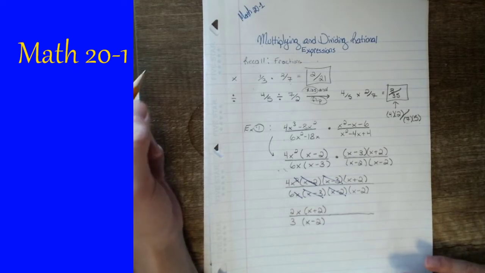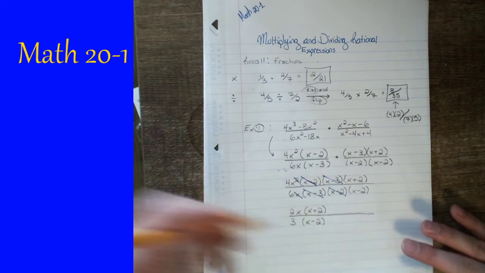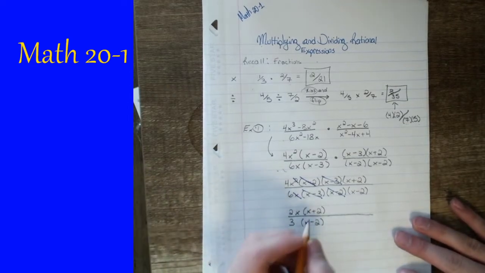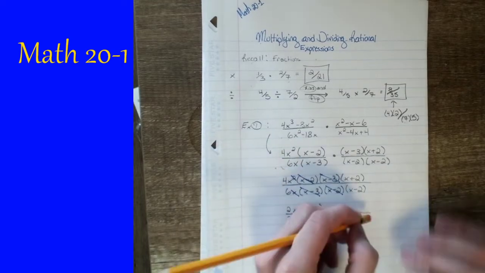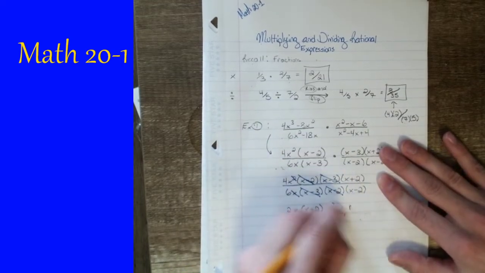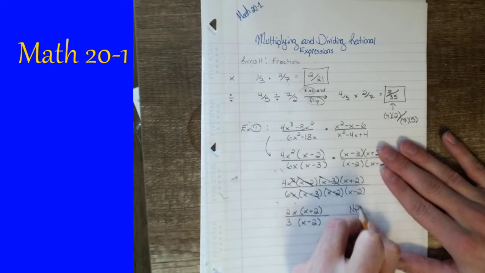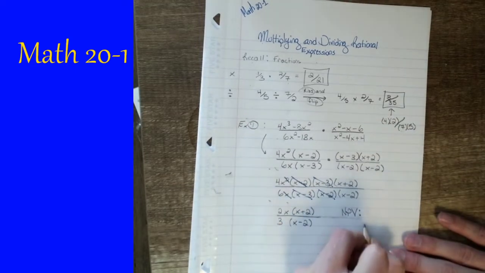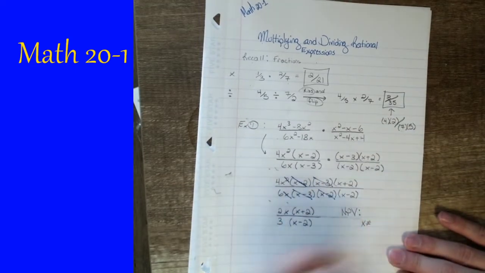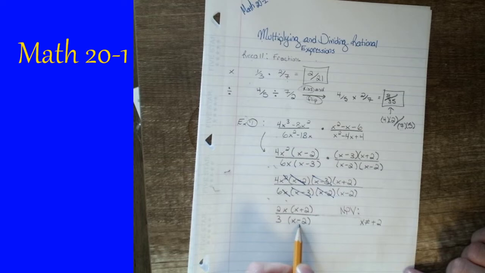Our next step, once we believe we are done simplifying, and in this case I believe we are, is to state our non-permissible values. So what is x not allowed to be? Well, x cannot equal, from this right here, positive 2. And that's the most obvious one.